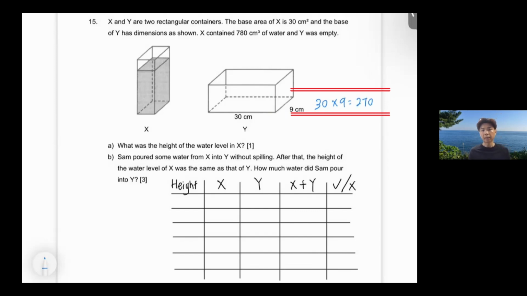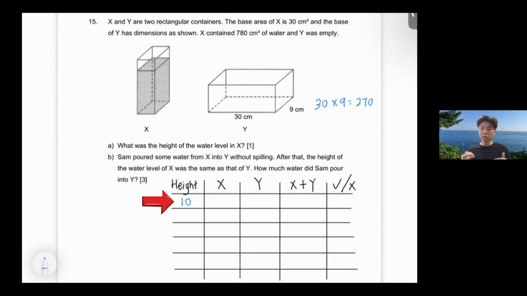So we can take length times breadth, 30 times 9. That will give us 270 square centimeters for the base area of container Y. So now we are ready to guess the height of the water level in both containers. I'm going to start off by guessing that the height of the water in both containers is 10 centimeters.